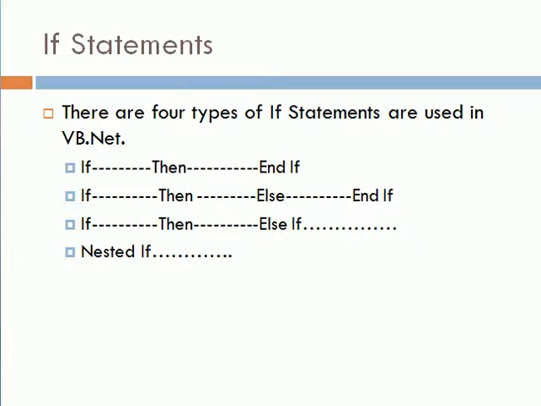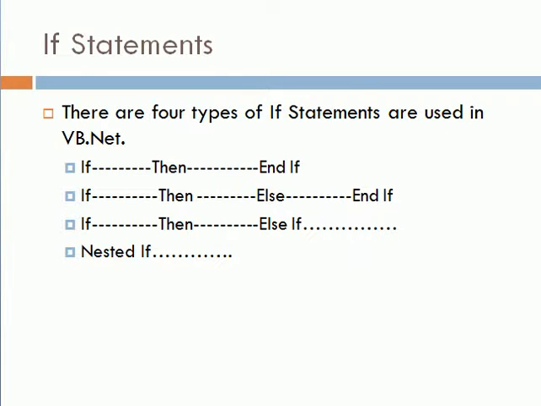If we discuss if statements, there are four types of if statements used in VB.NET. First, If, Then, End If. Second, If, Then, Else, End If. Third is If, Then, ElseIf. It is also called the if else ladder. Then the fourth category is nested if, which is rarely used by users.